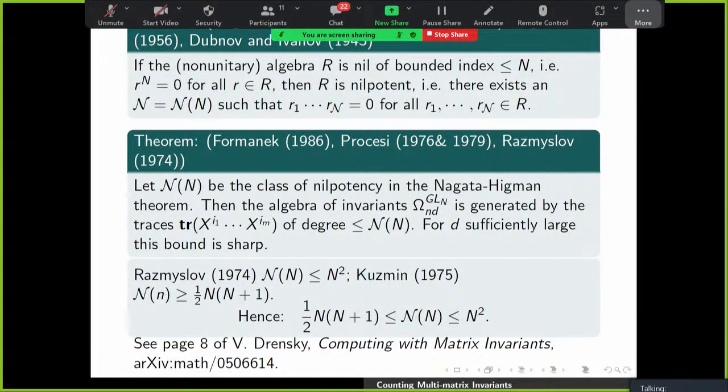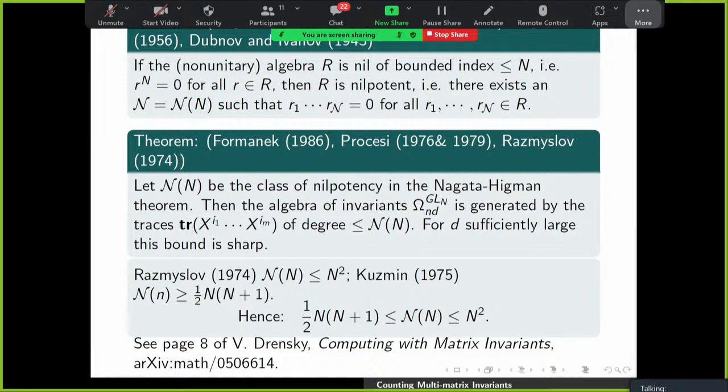So one way of doing it: such a question has emerged in the classical literature, and it seems to have emerged in around 1943, I think it is. But it was rediscovered later, and one of the results is formulated in terms of what's called the Nagata-Higman theorem. And the Nagata-Higman theorem, I've written it out above.